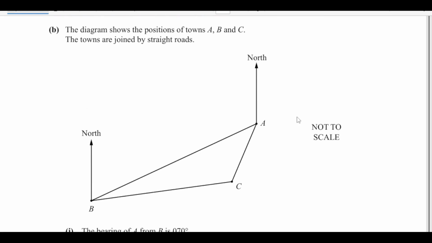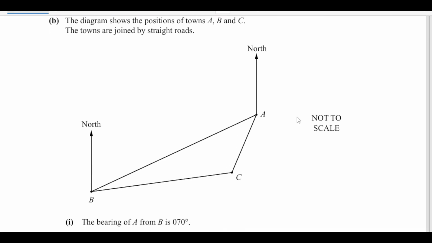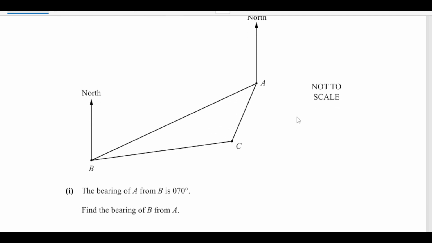You see here A, B and C, the towns joined by a straight road. The bearing of A from B is 70. So whenever you are given the bearing, you just circle from where? B. So that means we are going to go to point B. So this is point B. From B to A, this is the line of A. So here this bearing is 070. Remember that we always write the bearing as 3 digits, right?